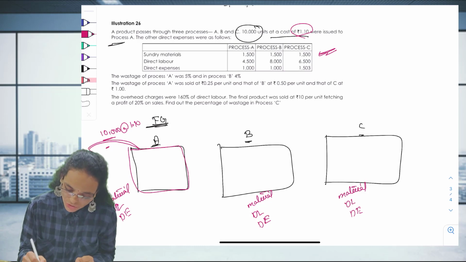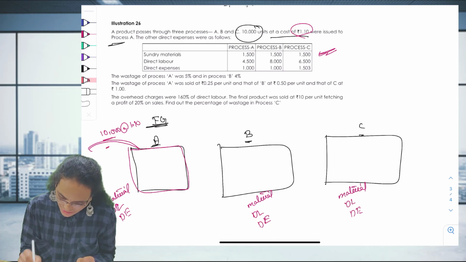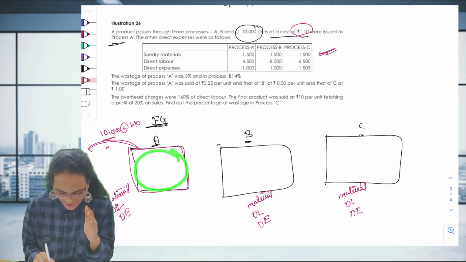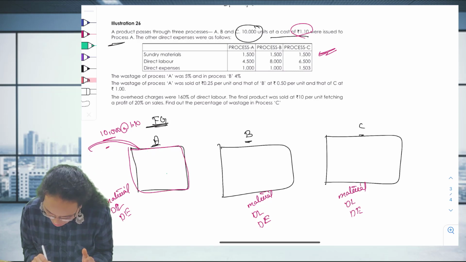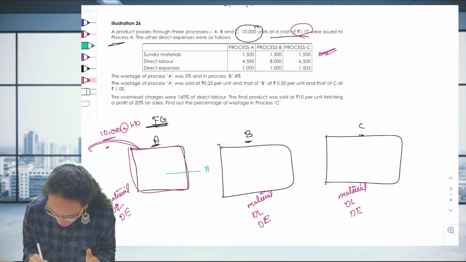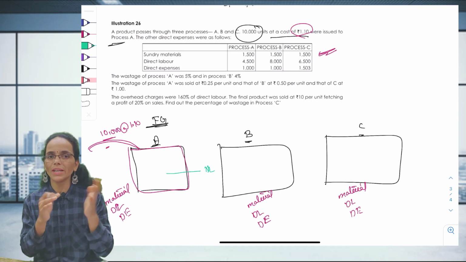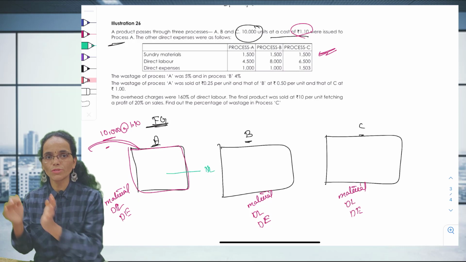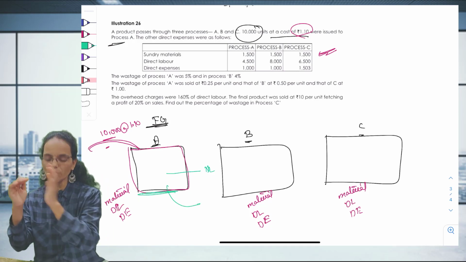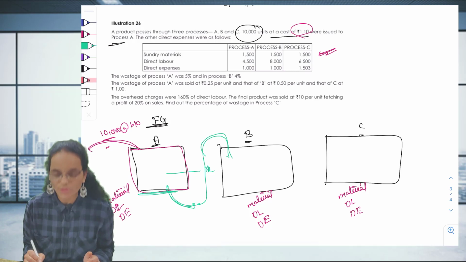Got it. And next what is it asking? Under this, the process is taking place. Once the process is done, a certain amount of material will be lost as a normal loss. After the normal loss, the leftover material has to be transferred to the next process. The output from process A will become the input to process B.